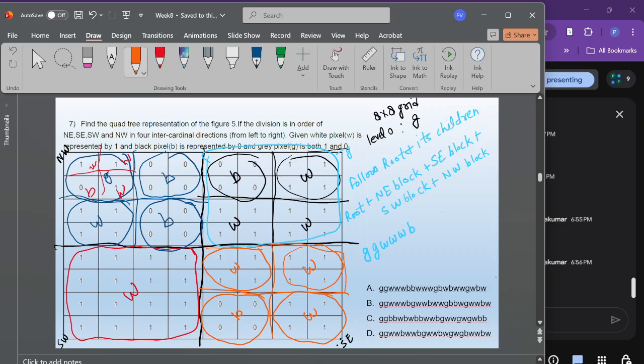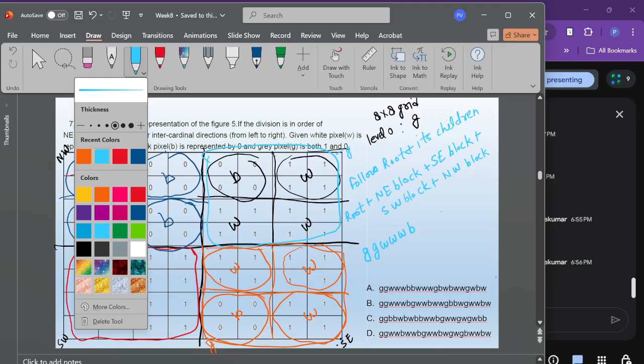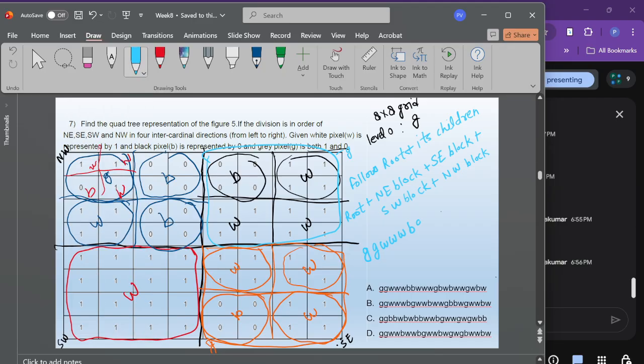For the whole, this one, it is again G because that's why we are able to divide it. So it is a G, right? Then again G, we will write G, and then again its subchildren. So what are the subchildren? That is W, W, B, W, right? W, W, B, W. We will follow this only, because we are following NE, SE, SW, and NW, right?